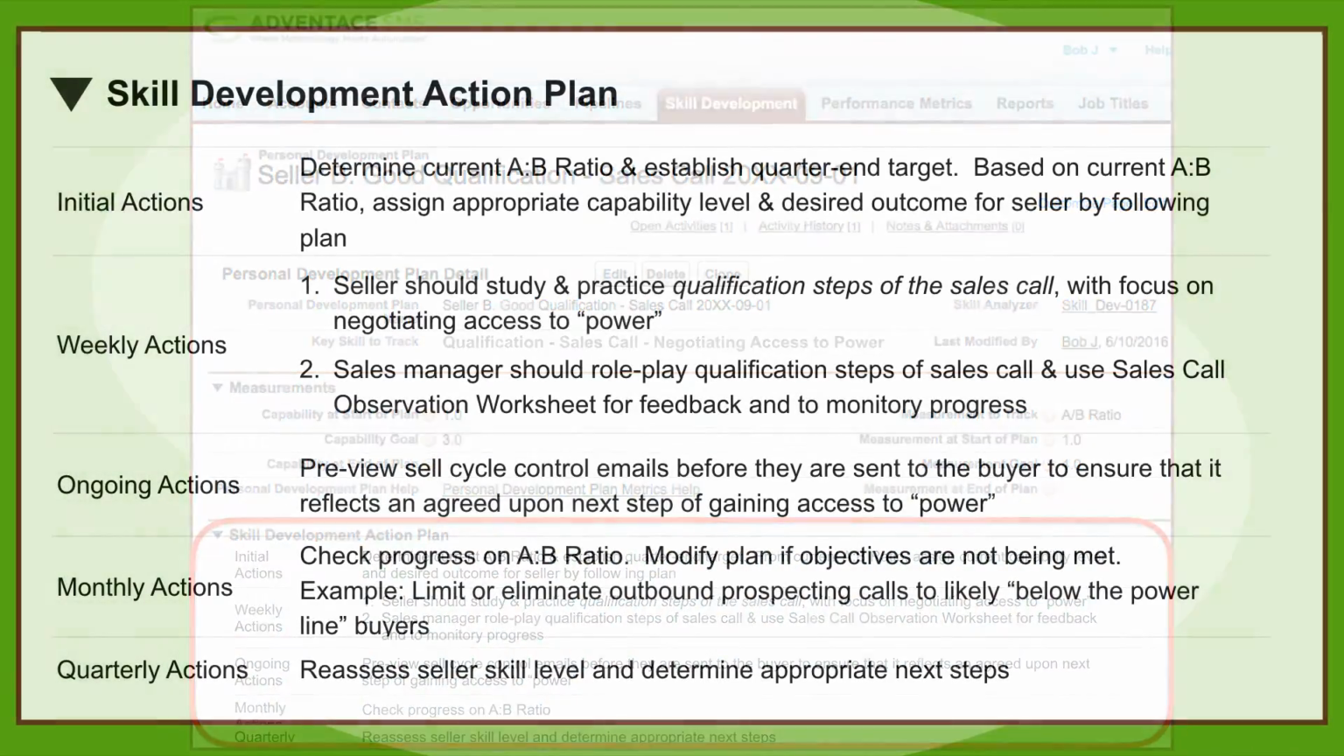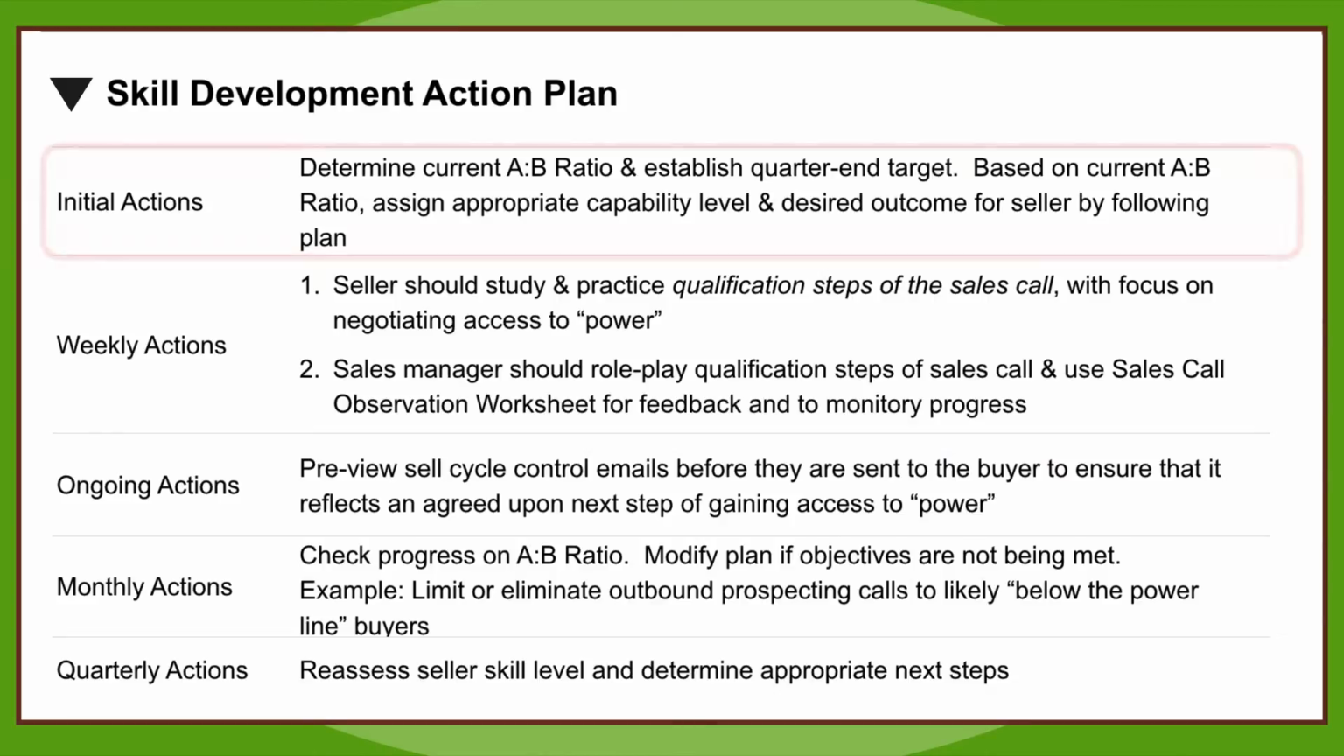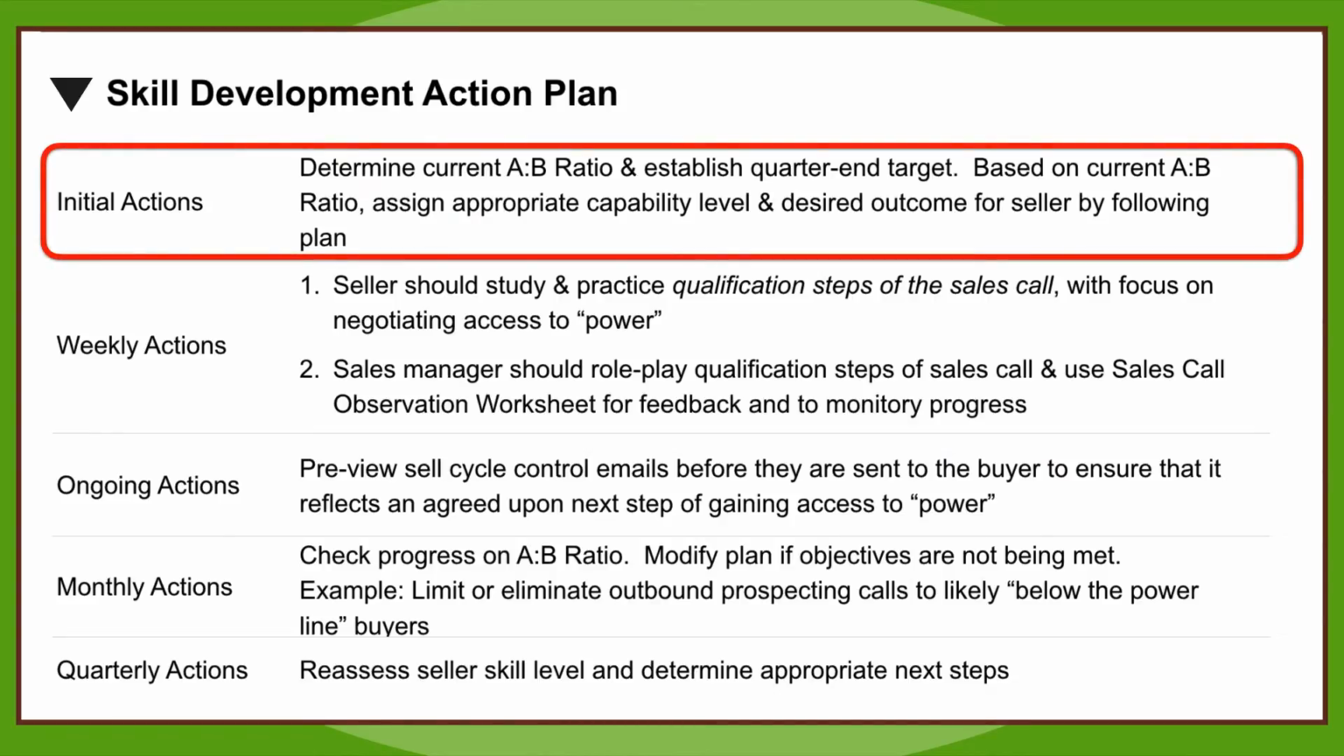So now, let's focus on that plan. You should start by identifying a seller's current A to B ratio and establishing a goal to be achieved in 1 quarter. We target a quarter because we found that with a proactive plan, significant progress can be made in that period of time. Then, grade the seller's capability level today and where you think you can guide them by the end of the quarter.